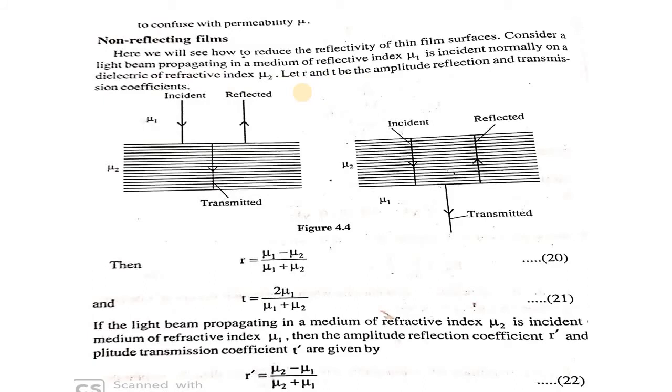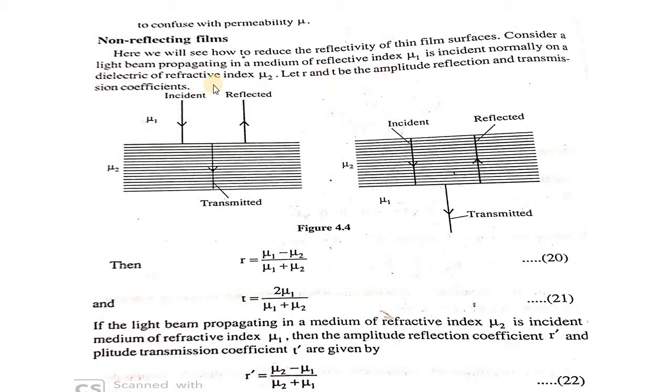So now we are going to discuss non-reflecting films, and we'll check out how we are going to reduce the reflectivity of thin film surfaces. Suppose we are having a light beam propagating in a medium of refractive index mu1, which is incident normally on a dielectric of refractive index mu2. Let R and T be the amplitude reflection and transmission coefficients.